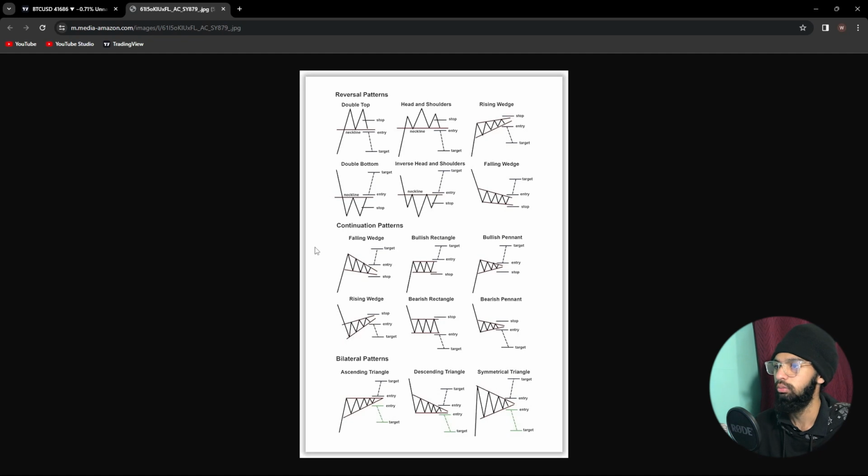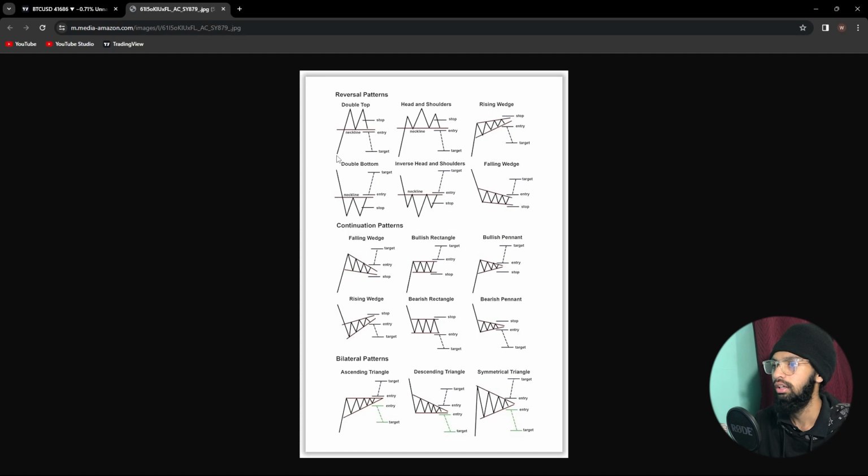Let's head over to our screen and take a quick look at a picture I have pulled up. This picture is basically a picture that demonstrates regular candlestick patterns. There are many different kinds of patterns and we're going to go over them one by one. So let's start with reversal patterns.